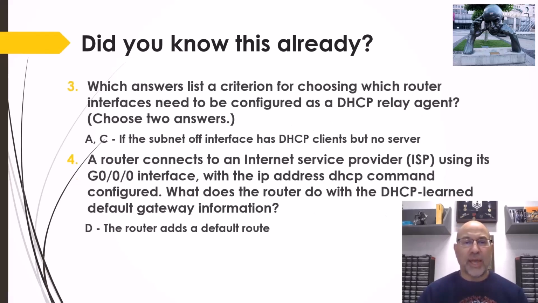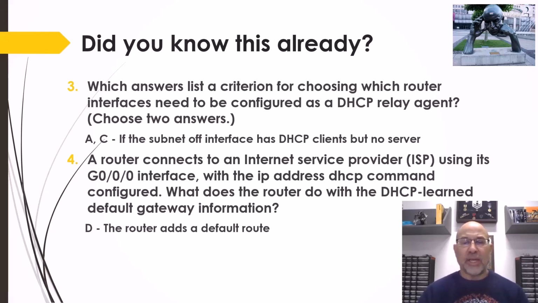Question number 3, which answers list a criterion for choosing which router interfaces need to be configured as a DHCP relay agent? Well, we have to make sure that the subnet off of the interface has DHCP clients, but there isn't a server there. So that was A and C. Question number 4, a router connects to an internet service provider using its gigabit interface.